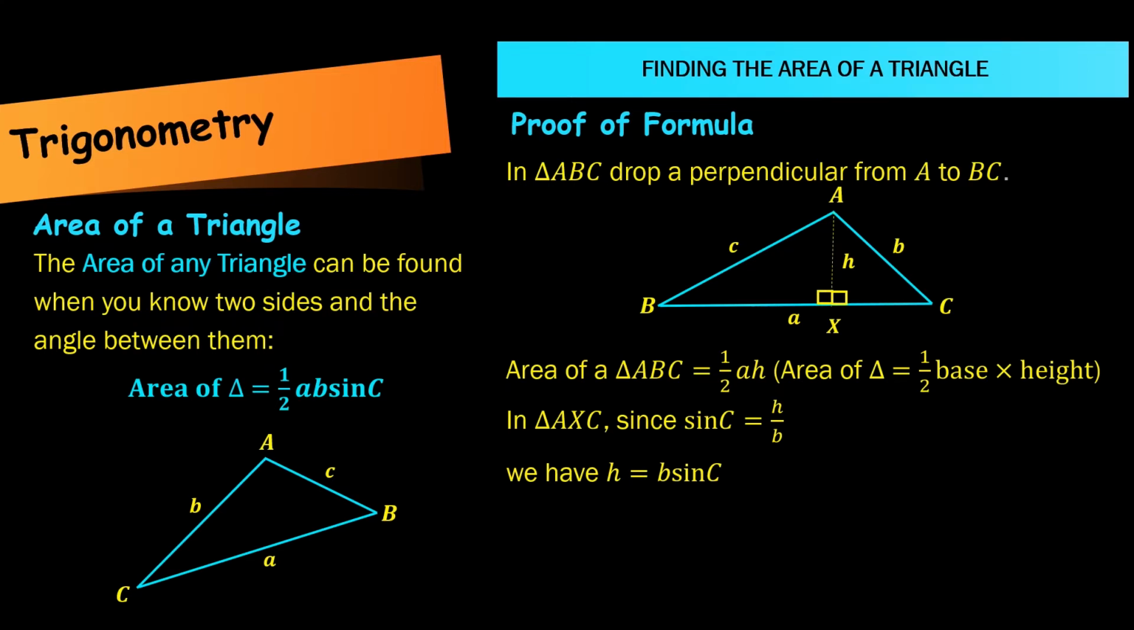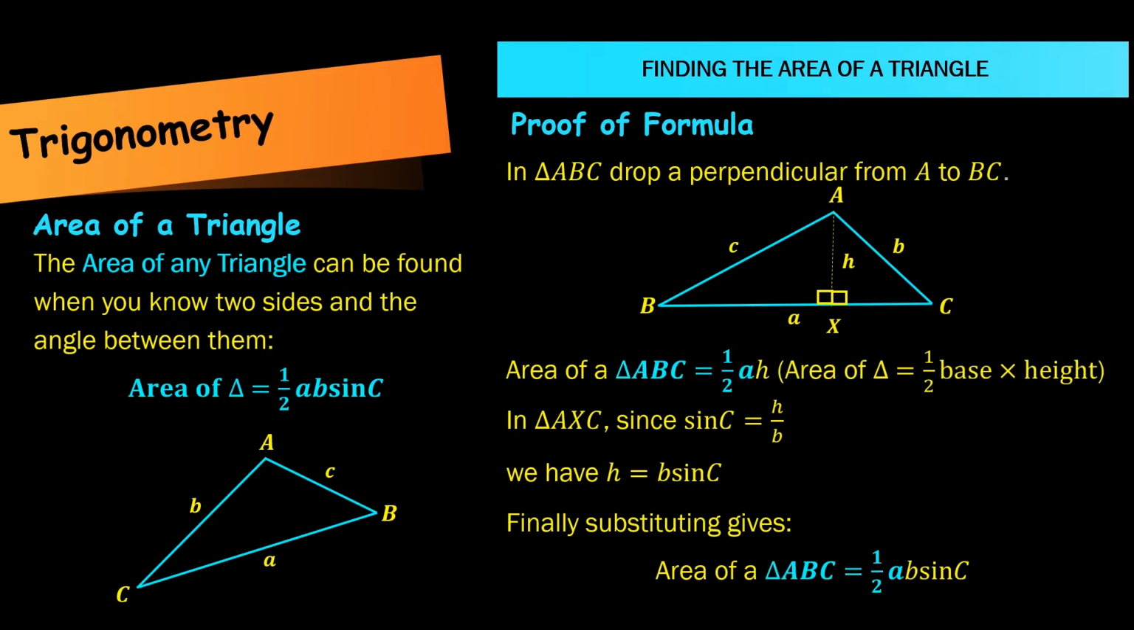Rearranging this, we have that h is equal to b sine C, as shown. And then substituting in the formula for the area of a triangle, we have that the area for triangle ABC equals half a times b sine C. And therefore we have proved that the area for triangle ABC is equal to half ab sine C.